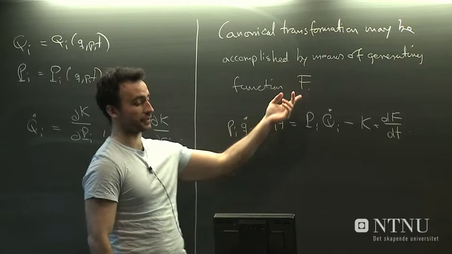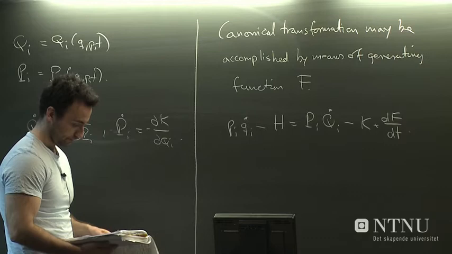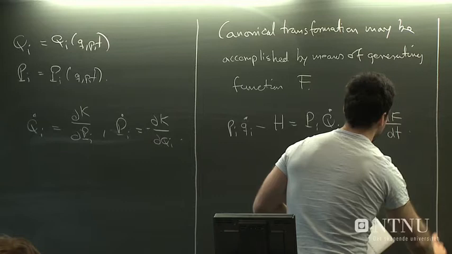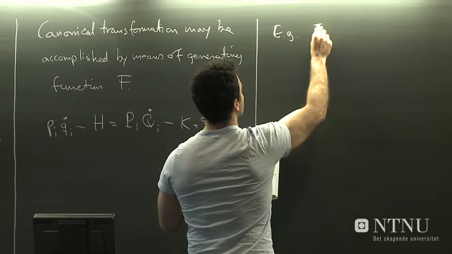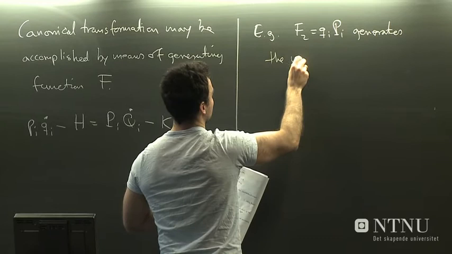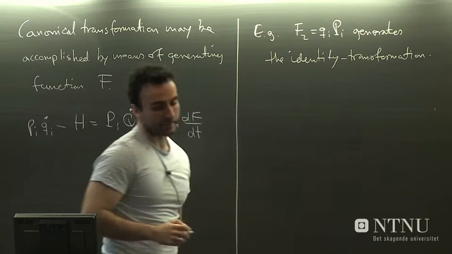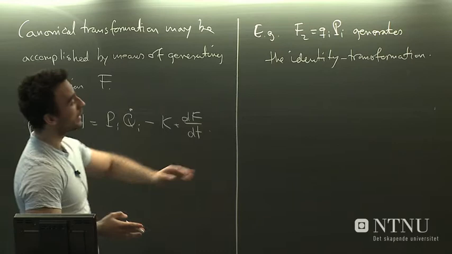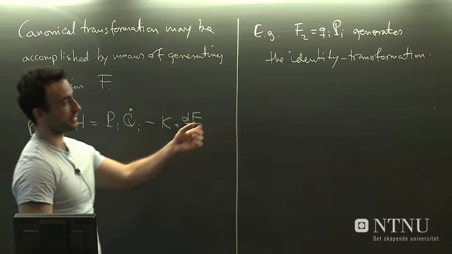So then we had to look at a couple of examples of this f that could be used to establish a bridge between the old set and the new set of coordinates. And just to remind you, we also had a look at a couple of examples. Namely that if we chose the generating function to be of the second class, f2, and written in this way, then using the equations that couple the old and the new set of coordinates, we found that this actually generates the identity transformation.